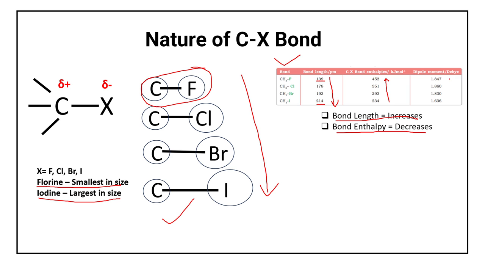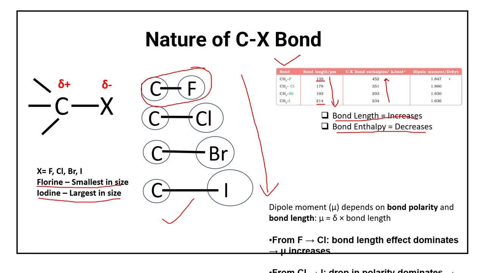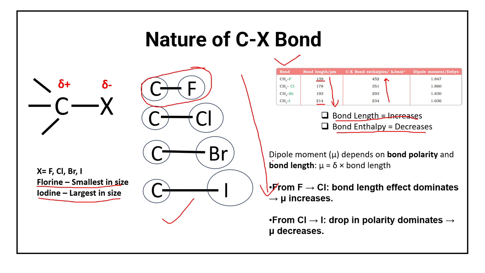But the dipole moment follows a different path, because dipole moment depends on two factors: first is bond polarity and second is bond length. Moving from fluorine to chlorine, the bond length effect dominates, which is why the dipole moment increases. But from chlorine to iodine, the drop in polarity dominates, and that's why the dipole moment decreases. So that's all about the nature of the carbon-halogen bond.